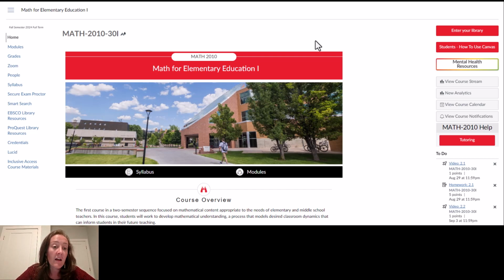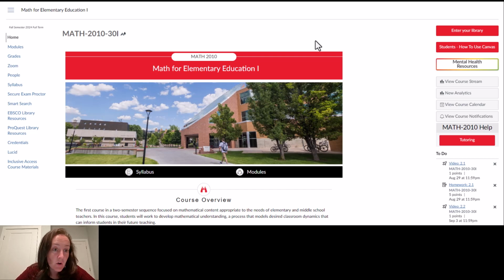The purpose of this class is to make sure that you understand the mathematical principles that underlie all of the concepts that you're going to be teaching in elementary school, or at least some of them. This is a two-part course, so you'll also be taking Math 2020 later on, which will help you with that as well. So it is a math course.